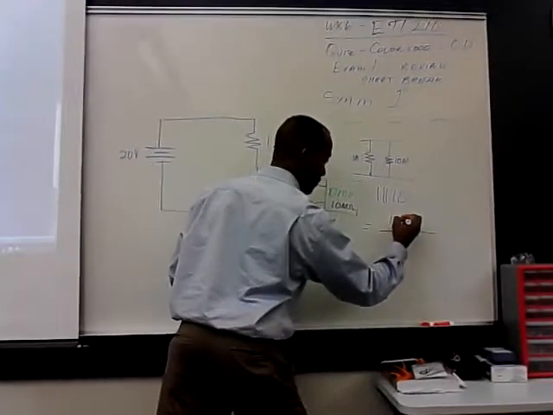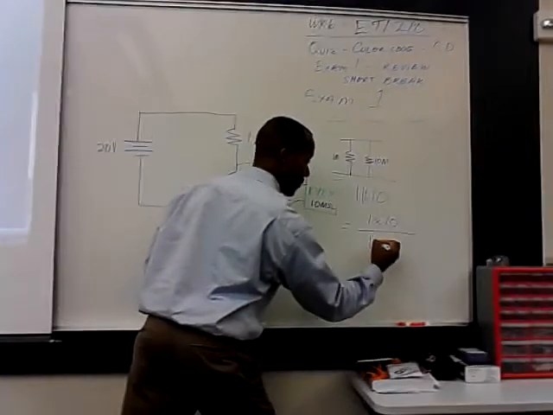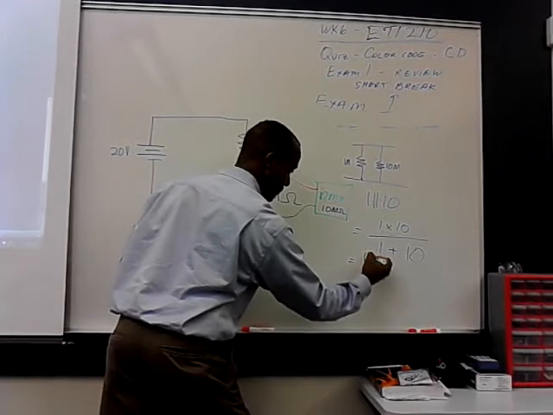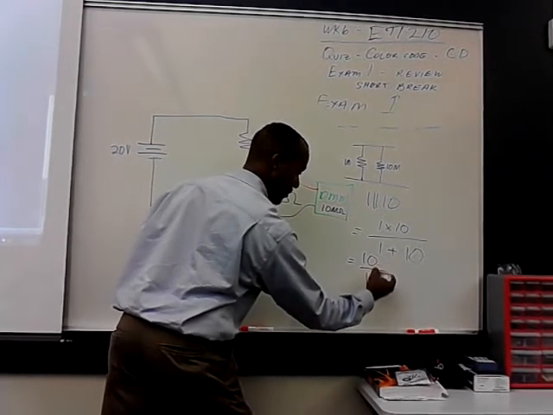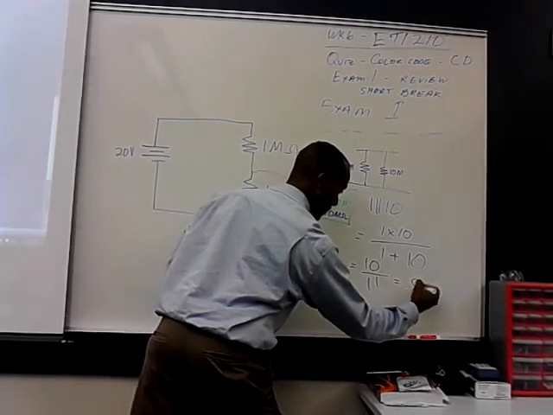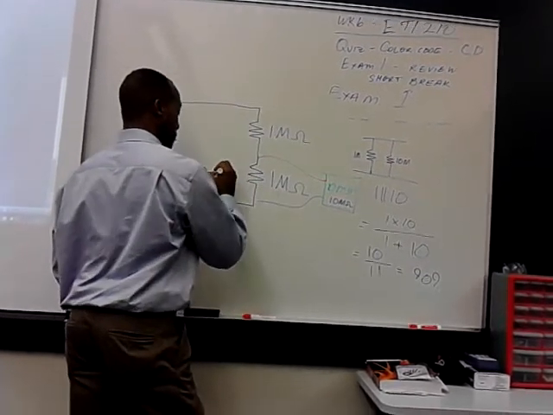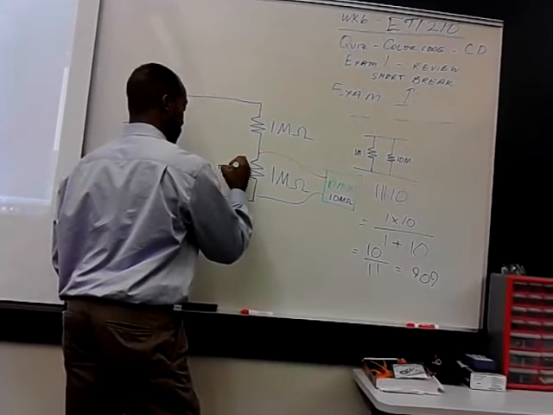That's 1 times 10 divided by 1 plus 10. 1 times 10 is what? 1 plus 10 is? That equals 0.909. So it is actually going to measure 0.909 mega ohms.